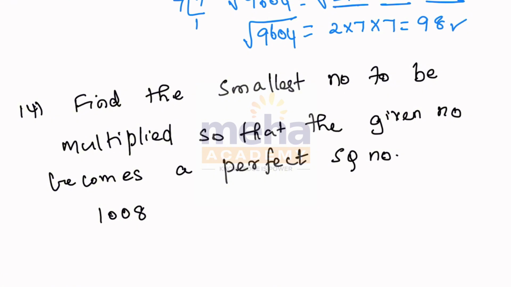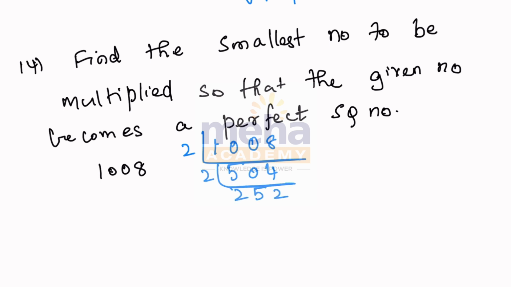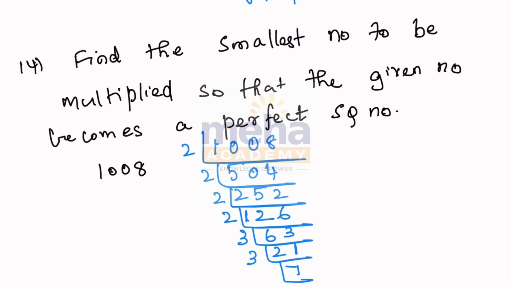Find the smallest number to be multiplied so that the given number becomes a perfect square. The given number is 1008. So first do the LCM. In the 2 table it goes: 5 2s are 10, 0, 4. Again the 2 table, 2 2s are 4, 5 2s are 10, 2 2s are 4. The 2 table again, 1 2 is 2, 2 2s are 4, 6 2s are 12, 3 2s are 6. It goes in the 3 table, 2 3s are 6, 1, again the 3 table, 7, 1.